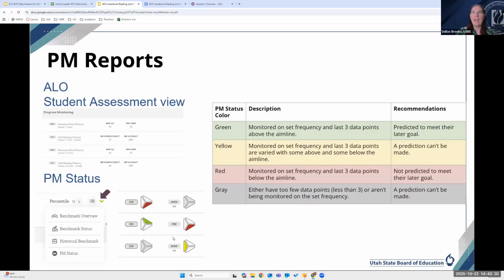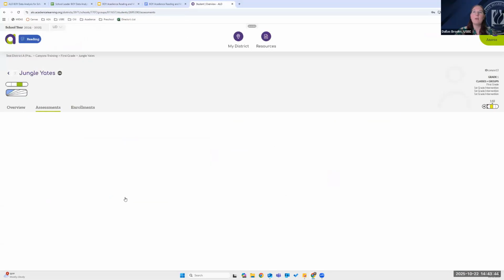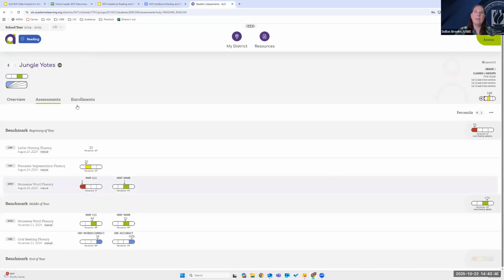When you are looking at progress monitoring reports on ALO, there's a few different ways that you can view this. The first one is the student assessment view. So we were kind of talking about that earlier with Andrea's question, but if I go into students' assessments, it will list all of them for me right here.